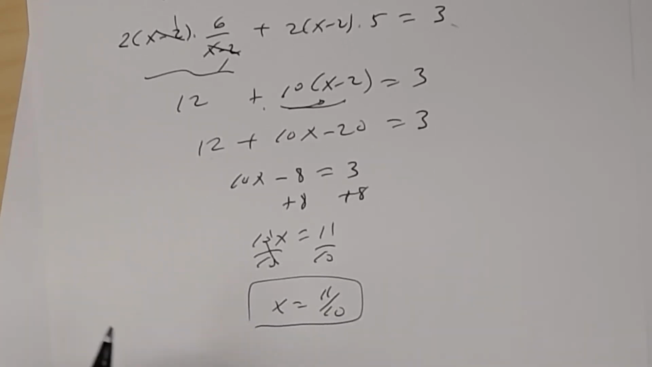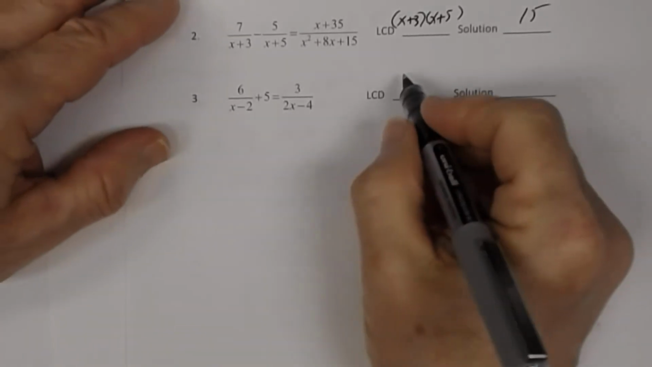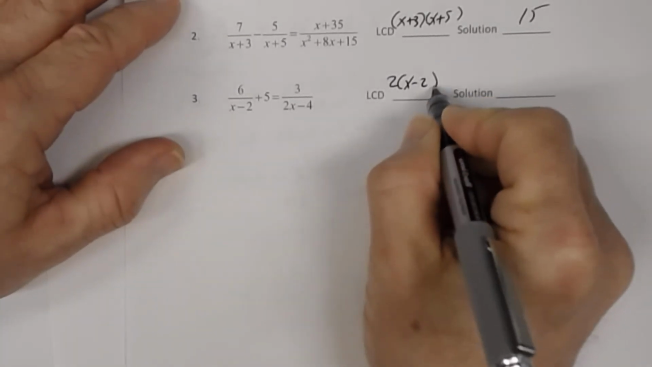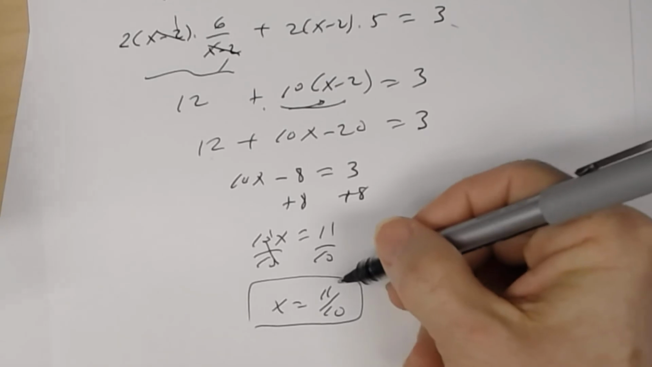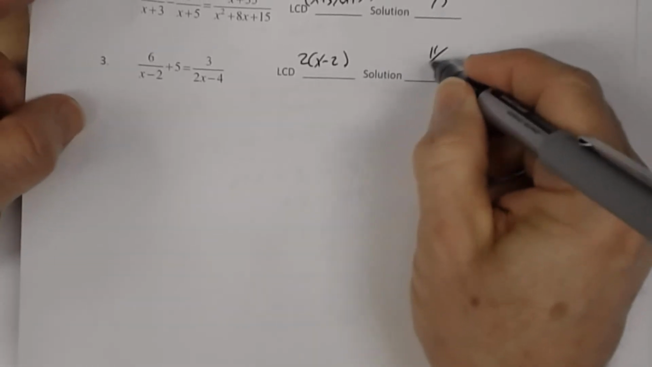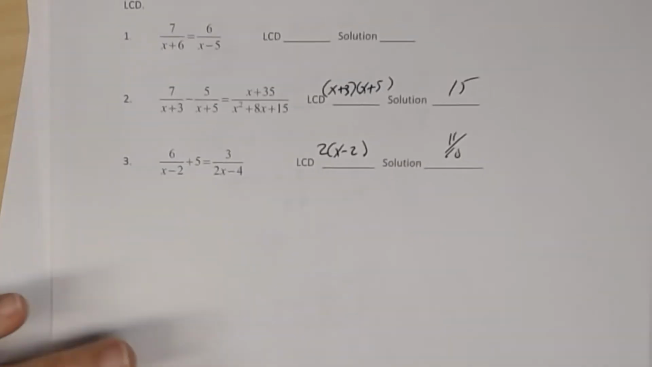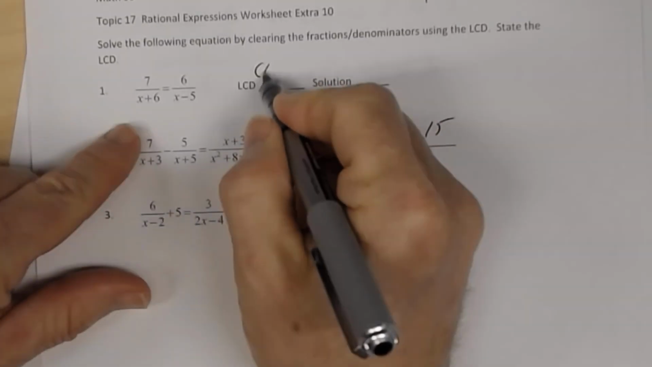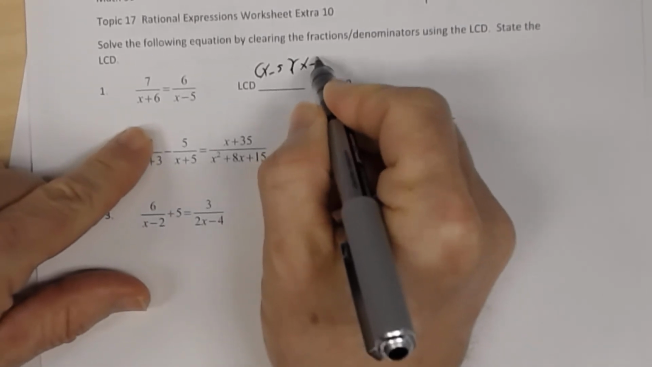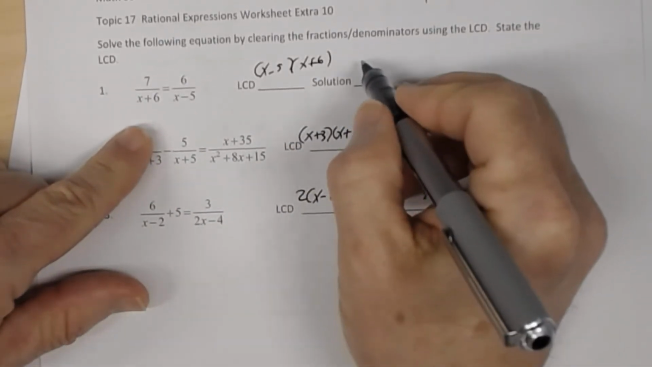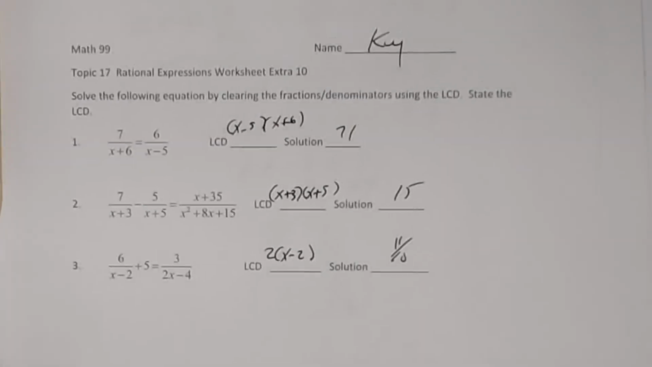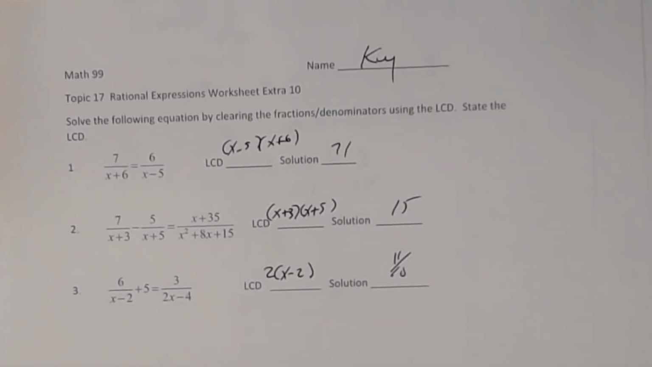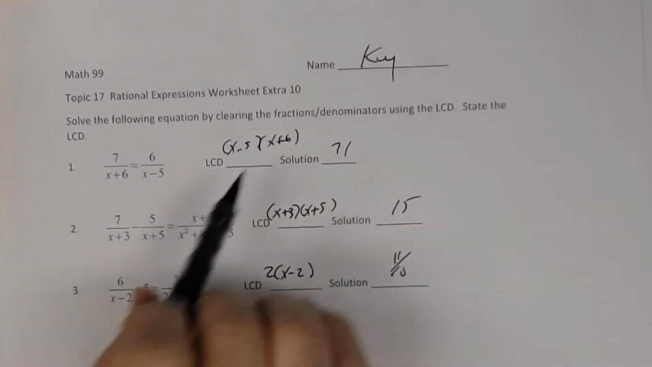Okay? So in number 3, your LCD was 2 times x minus 2, and your solution was 11/10. And then number 1, let's see, I think number 1, the LCD was x minus 5, x plus 6, and the solution happened to be 71. All right, so that is the key to topic 17, worksheet extra number 10. That is the key.